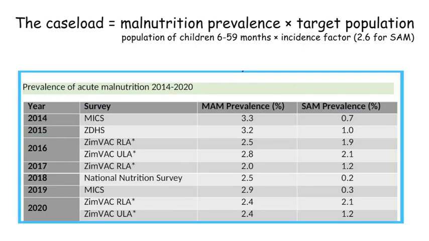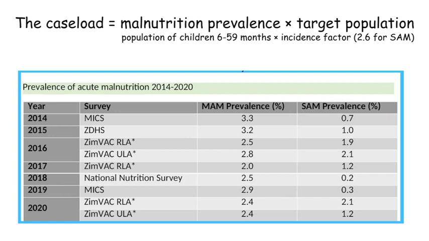The caseload for malnutrition in the country will be calculated as the malnutrition prevalence multiplied by the target population multiplied by an incidence factor of 2.6 for severe acute malnutrition. So, for example, if we go on to look at the mixed survey of 2019, the MAM prevalence was 2.9% and the SAM prevalence was 0.3%.